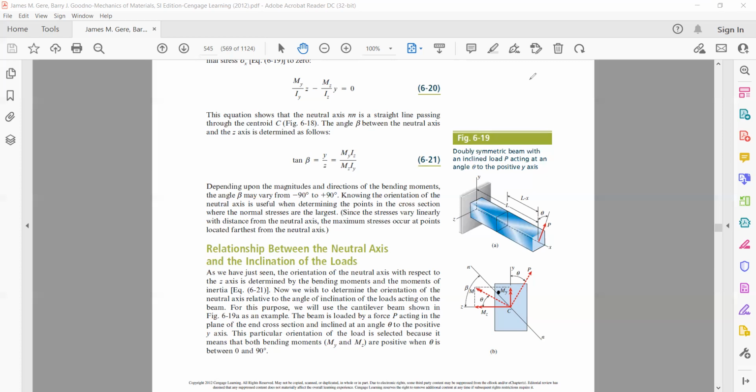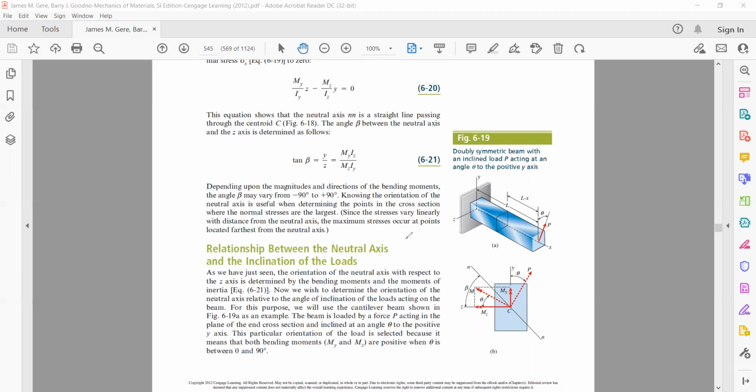Anyways, let's at least assume that the load P is acting at an angle theta with respect to the y-axis. Let's suppose we have moment My along the y-axis, moment Mz along the z-axis, and the neutral axis is subtending an angle beta with respect to the neutral z-axis. Theta is the angle between the load and the y-axis.